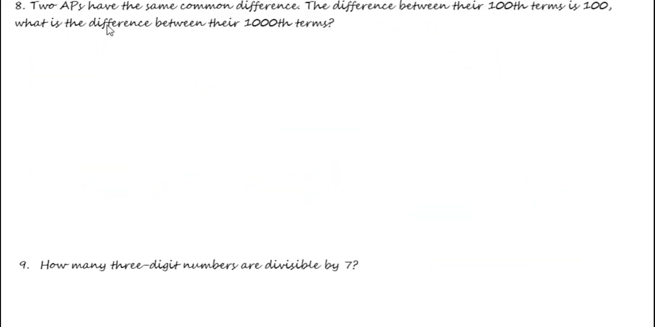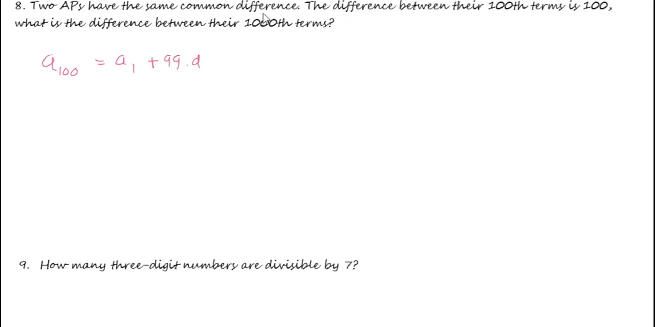Two APs have the same common difference. The difference between their 100th terms is 100. What is the difference between their 1000th terms? The first series, I will take this as A series. So A100 is equal to A1 plus the 100th term, it's 99 into D.